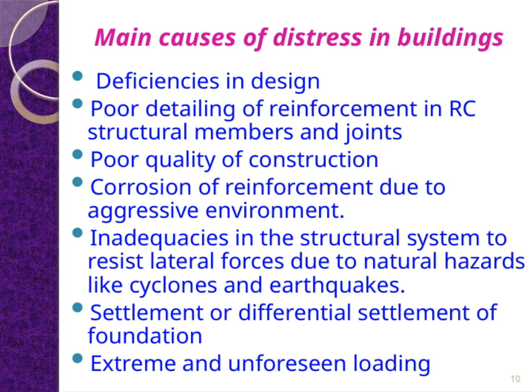Another critical point is the poor quality of construction, which can result from substandard materials or workmanship, ultimately compromising safety. Corrosion of reinforcement due to an aggressive environment is also a significant concern. When reinforcement starts to corrode, it reduces the strength of the structure and can cause cracking or even failure over time. Additionally, many structures have inadequacies in their structural system to effectively resist lateral forces generated by natural hazards like cyclones and earthquakes. If these forces aren't properly accounted for, the building becomes vulnerable.